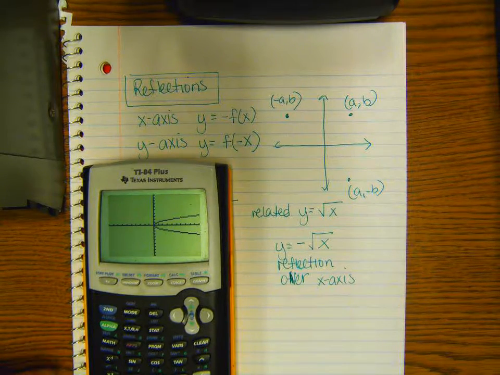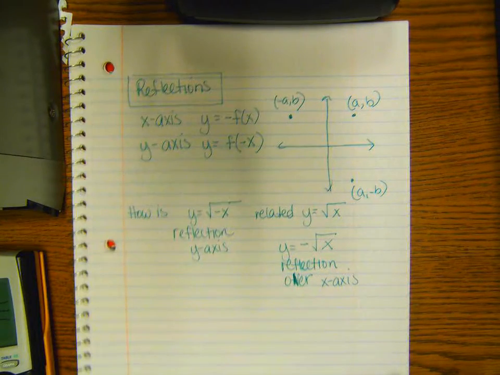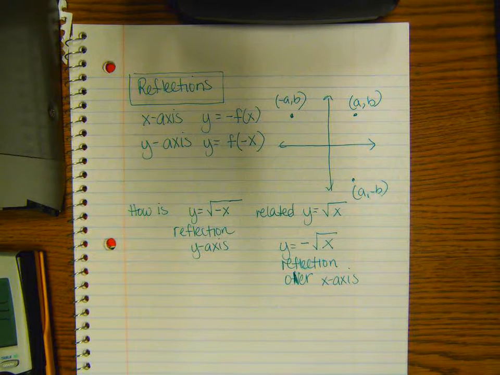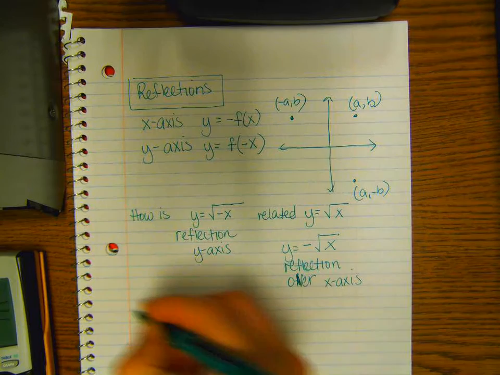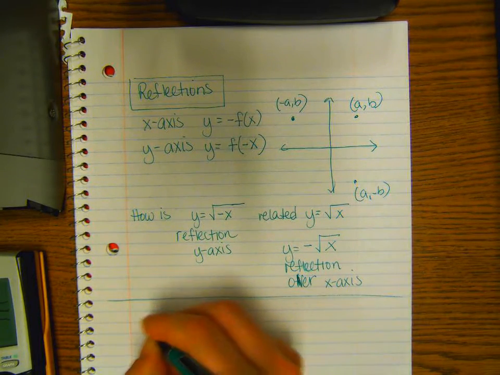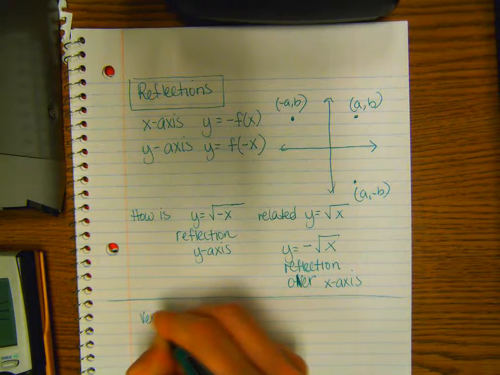So the last thing that we're going to talk about are vertical and horizontal shrinks and stretches. And gosh, I've given lots of notes over the years on these, and I'm going to put some notes down, but the best thing we can do is just look at some examples and look at what they do.